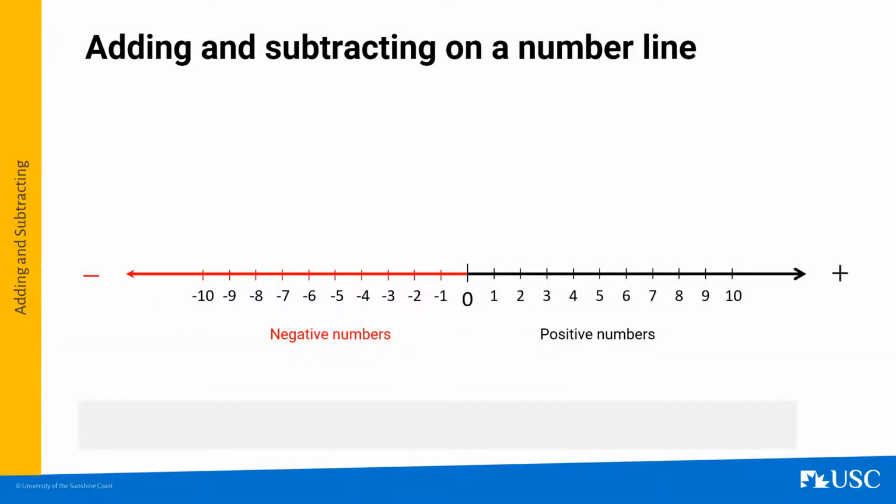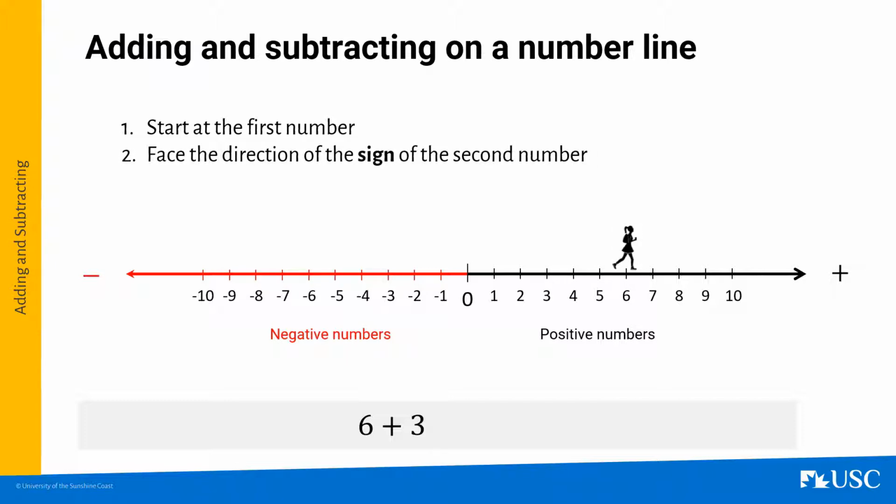Let's see how we can add and subtract numbers on a number line. We'll use 6 plus 3 as a nice easy example. We start on the first number, so that's 6. We face the direction of the sign of the second number, so that's positive. We're facing the positive direction.